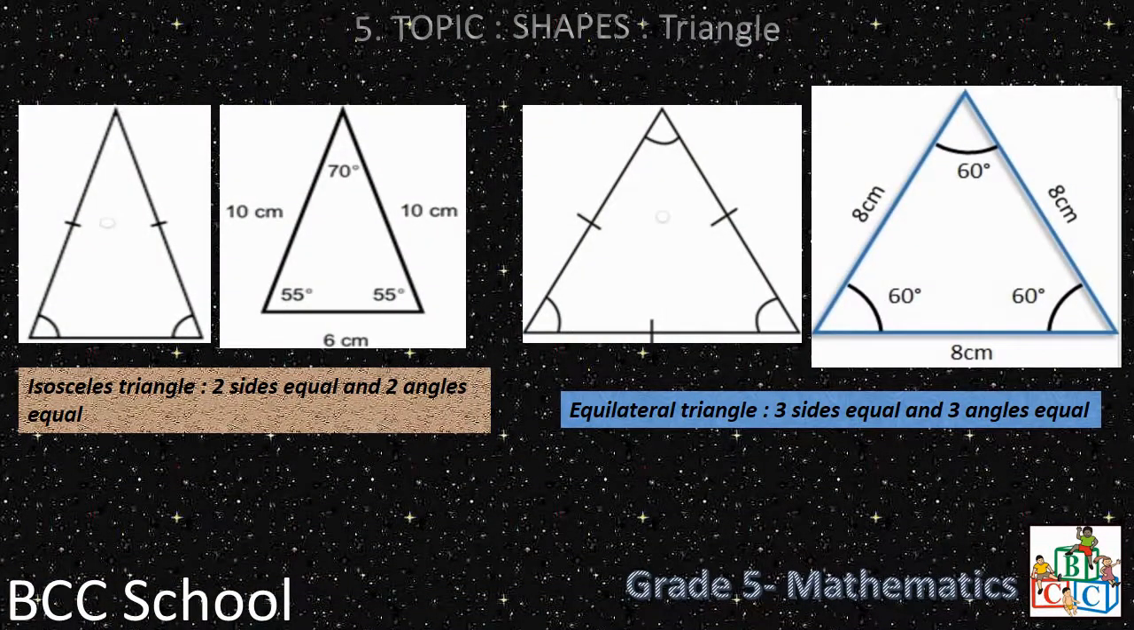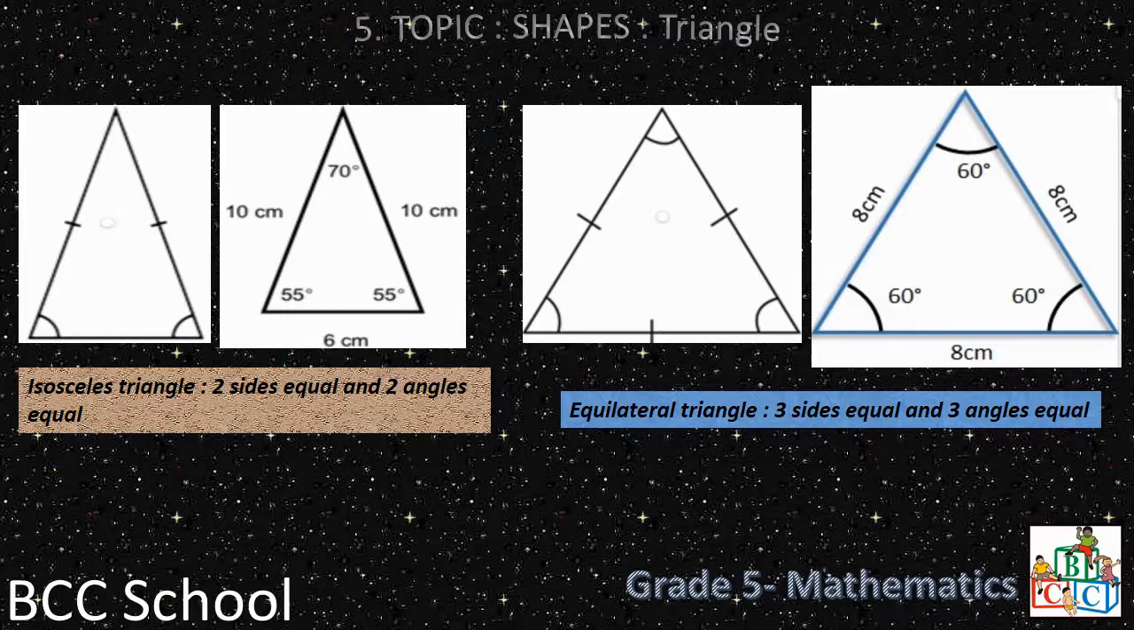Topic 5. Shapes. Triangle. We have 4 pictures of triangles. The first and the second pictures are isosceles triangles. 2 sides equal and 2 angles equal. For example, the second triangle, we have 2 sides which are 10 cm and 2 angles which are 55 degrees. These are isosceles triangles.